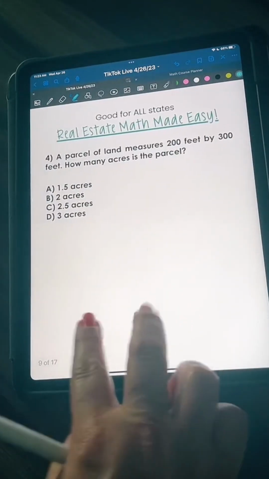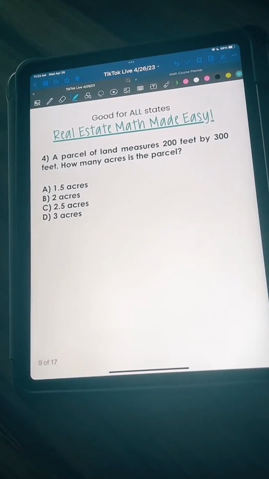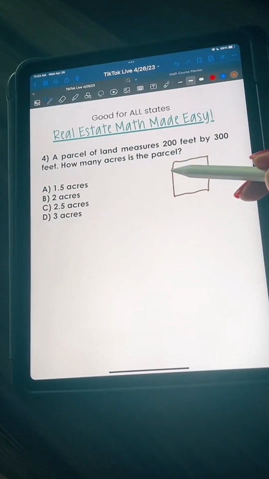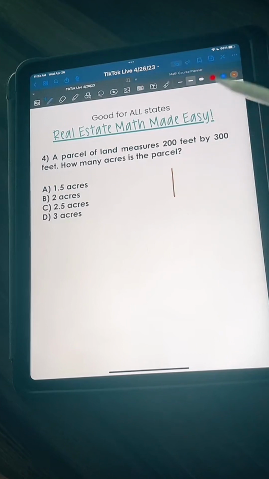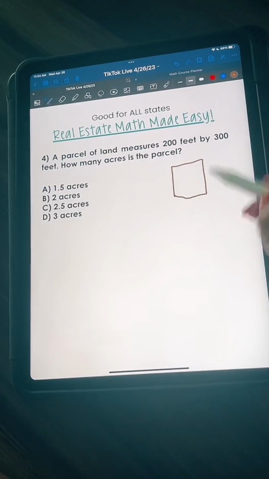All right, let's move on to number 4. A parcel of land measures 200 feet by 300 feet. How many acres is the parcel? Here I like to just draw a little picture, because I'm a very visual learner. Oh, that's an ugly box. Anyway, we'll just leave it like that. So it's 200 feet and this is 300 feet. How many acres is the parcel?